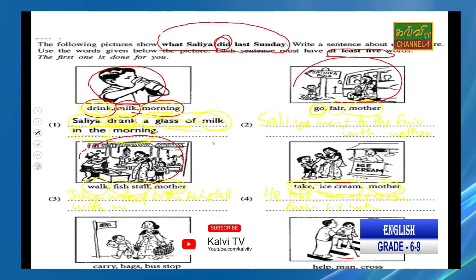Next one: carry, bags, bus stop. Carry, C-A-R-R-Y, bags, bus stop. So he comes to the bus stop, you can see the boat is there. So Salia carried, C-A-R-R-I-E-D, two bags. You can see, one, two.